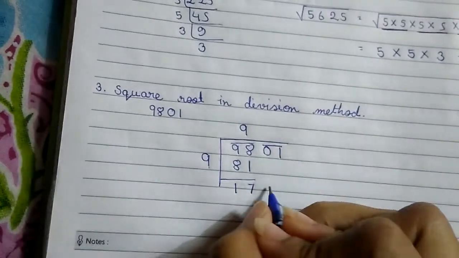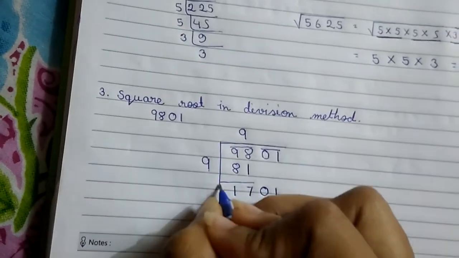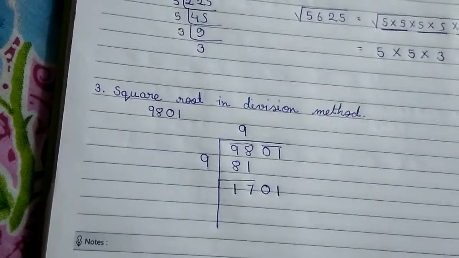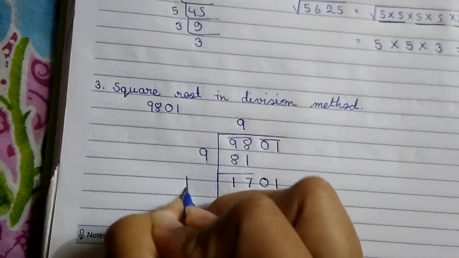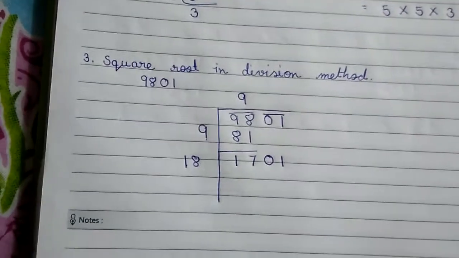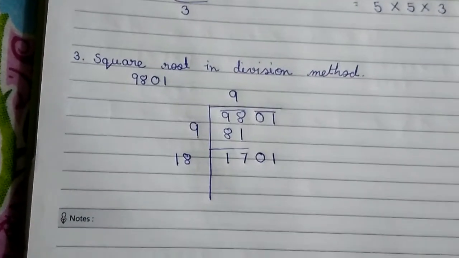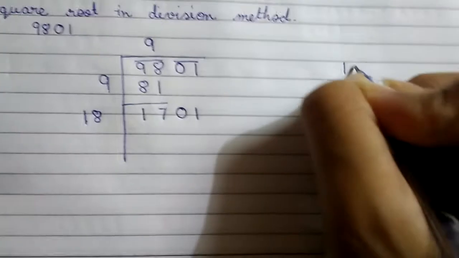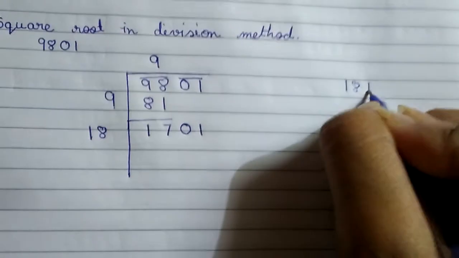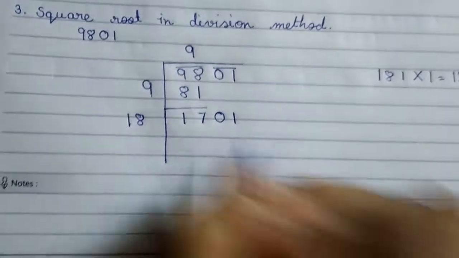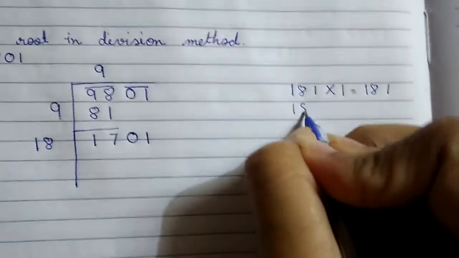Now we write down this 01, and then remember this 9 will be doubled. That means 9 into 2 is 18. Now with this 18 you have to put a number by which you will multiply and you will get 1701. The way to do it is, if you put 1 after 18, then you multiply it with 1 and you will get 181. This is not 1701, so we have to go on.